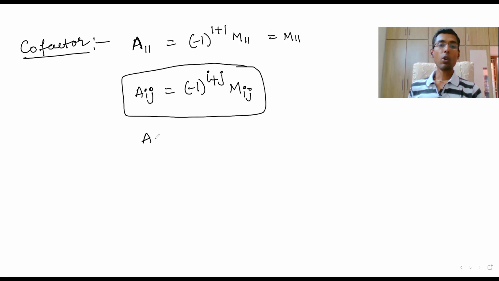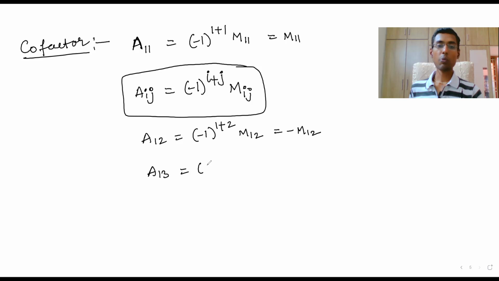And then A12 is minus 1 to the power of 1 plus 2 into M12, that is minus M12. A13 is minus 1 to the power of 1 plus 3 into M13, that is M13. This is the difference between cofactor and minor. So if you are able to find the minor, then you will be able to find the cofactor. Very simple like that.